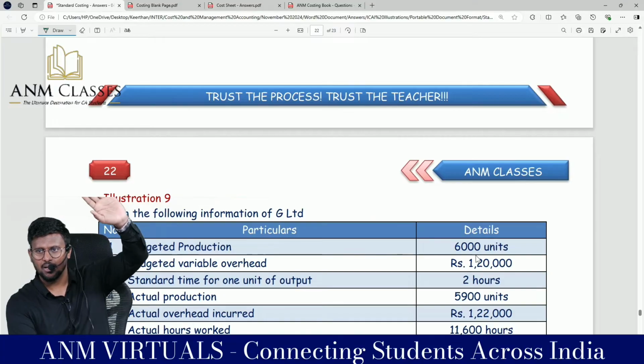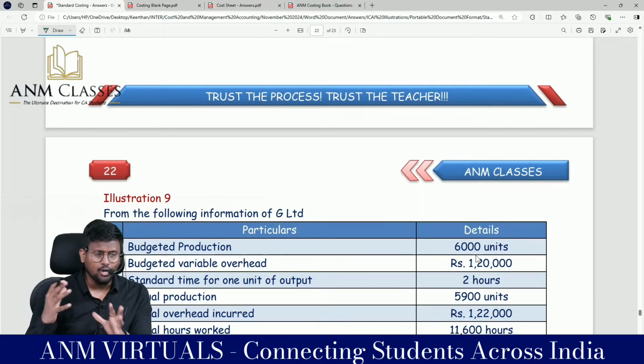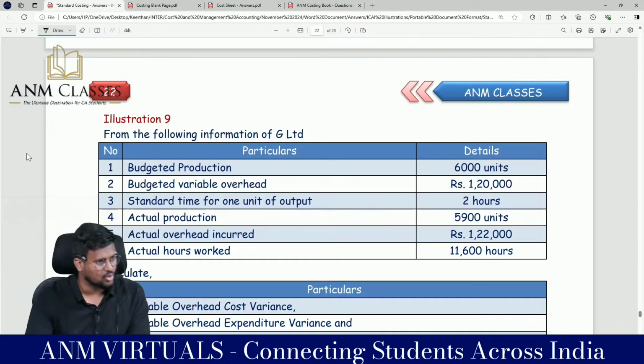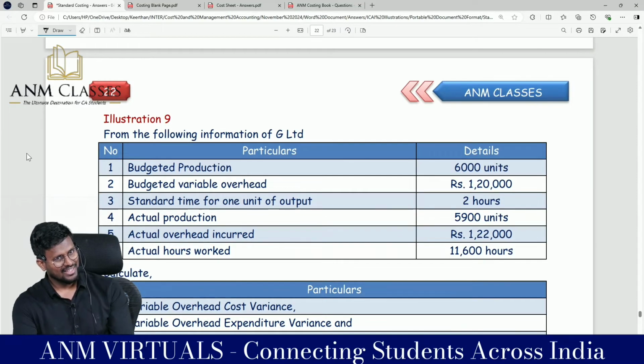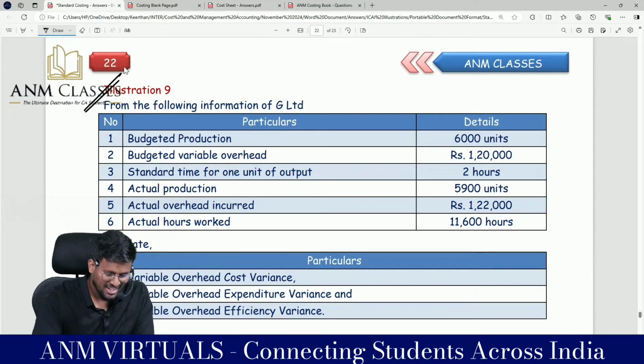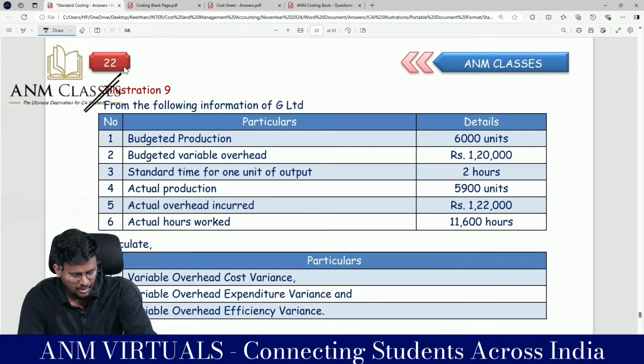Brilliant, fantastic, sir. So many are start getting the answer. You would have gone wrong the others, but that is the biggest lesson you are getting. I'm moving into the same question which I have solved as concept question. If you are going wrong in this question, illustration number 9. From the following information of G Limited, budgeted production is how much?